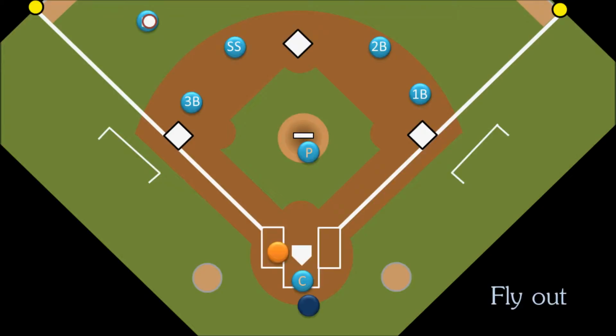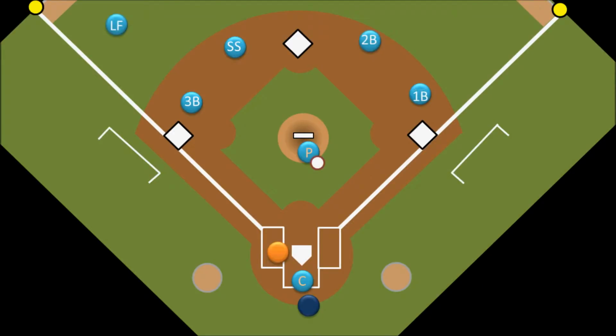A fly out is the only play in baseball that can occur in foul territory as well as fair territory. So had a fly ball been hit out here into foul territory and the left fielder ran over and caught it before it hit the ground, it still would have been an out. Because it was in foul territory, this is called a foul out, but whatever you call it, it's still an out. Our second type of out is called a ground out.